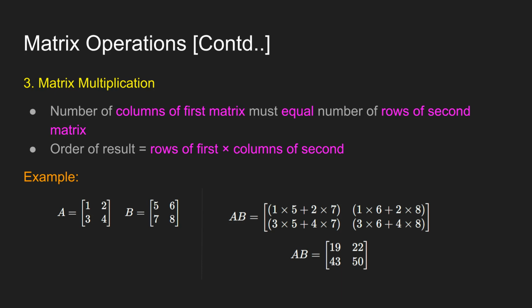Matrix multiplication requires the number of columns in the first matrix to equal the number of rows in the second matrix. If this condition is not satisfied, matrix multiplication is not possible. In multiplication, each element of the new matrix is obtained by multiplying the elements of a row from the first matrix with the corresponding elements of a column from the second matrix, and then adding the results. The resulting matrix's order is the rows of the first by the columns of the second.